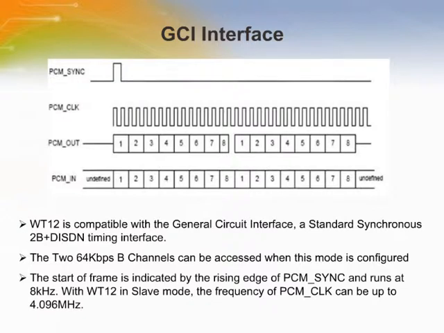The device is compatible with the General Circuit Interface, a standard synchronous 2B+D ISDN timing interface. The 64K bits per second B channels can be accessed when this mode is configured. The start of frame is indicated by the rising edge of PCM sync and runs at 8 kHz. With the WT12 in slave mode, the frequency of the PCM clock can be up to 4.096 MHz.